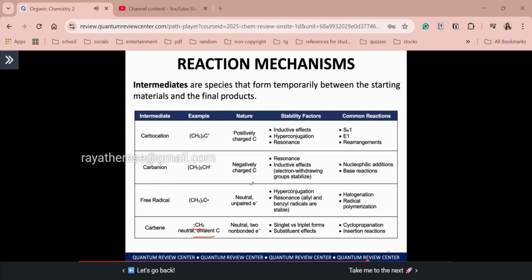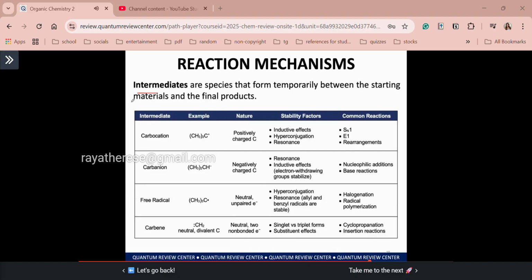Typical reactions that involve carbene are cyclopropanation of your alkene or insertion reaction. Meaning it can insert itself into other bonds, or through cyclopropanation, it can create small rings like cyclopropane. But for now, class, please remember our main intermediates: carbocation, free radical, and carbene. Free radical and carbene are neutral compounds. They only differ in the number of non-bonded electrons in their structure.